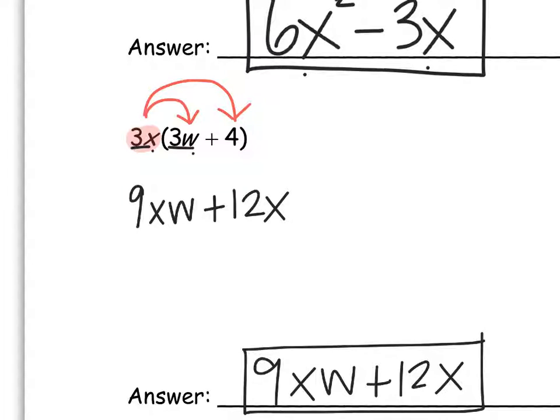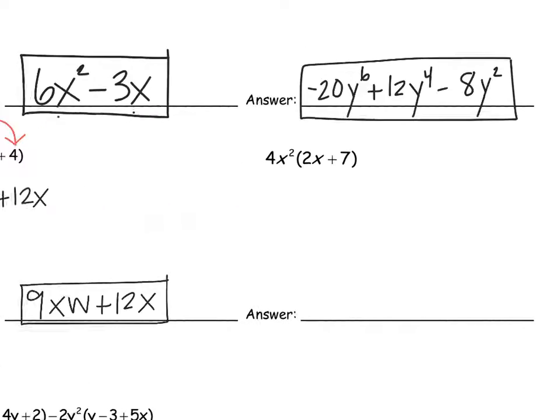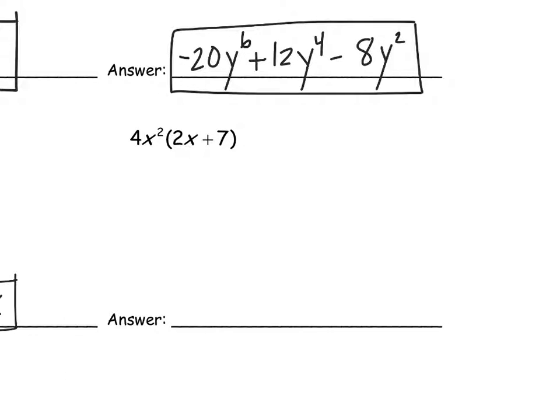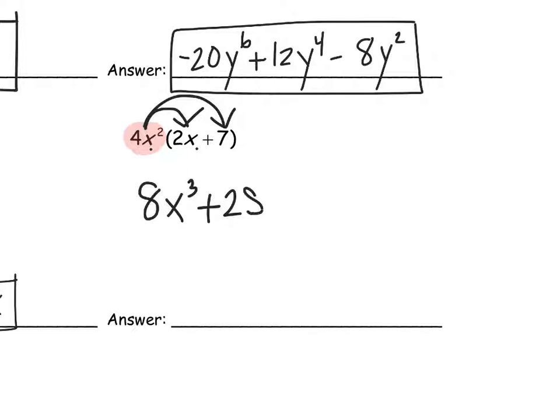Alright, so let's do one more. And my number out front, I have 4 as a coefficient and x squared. I'm going to multiply 4x squared times 2x. 4 times 2 is 8. x squared times x is x cubed. Now 4x squared times 7. 4 times 7 is 28, and I just have an x squared. So that's my final answer, 8x cubed plus 28x squared.